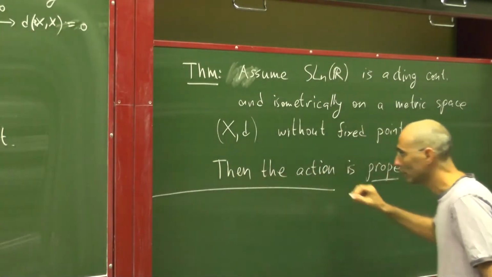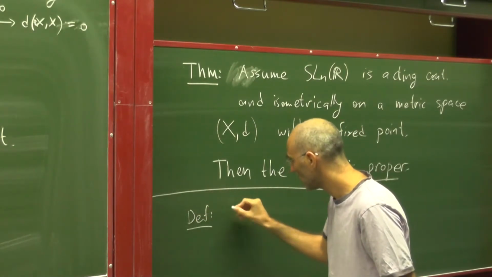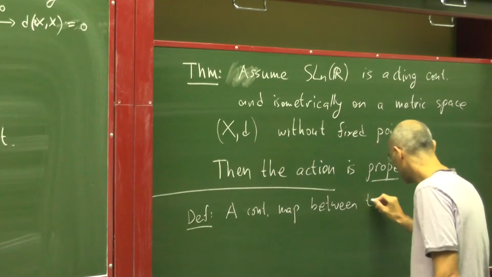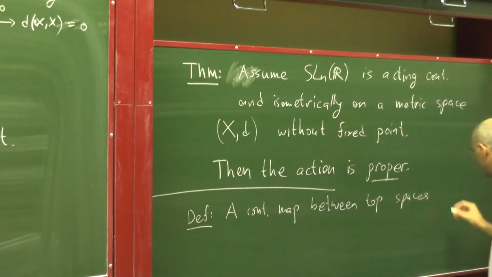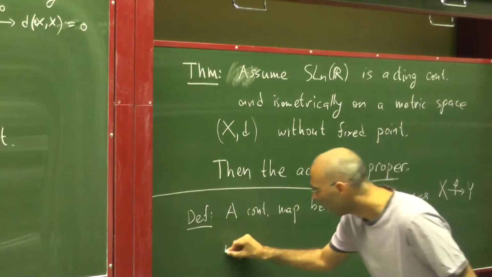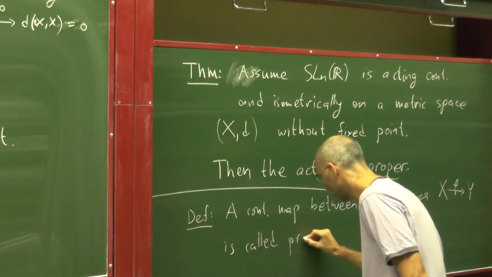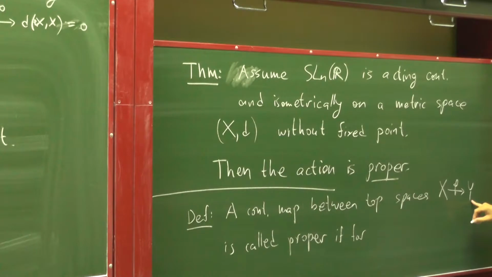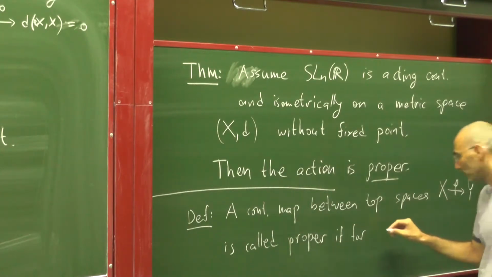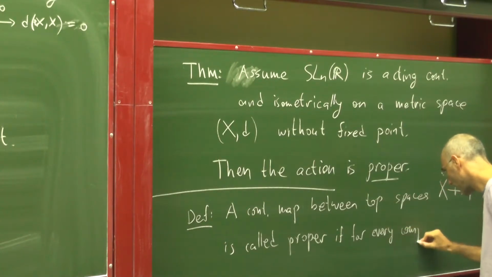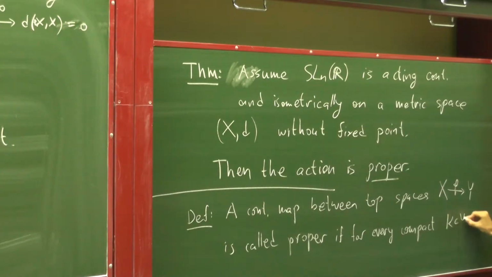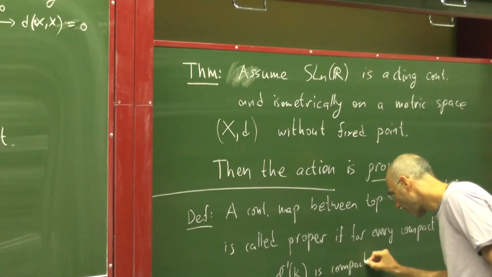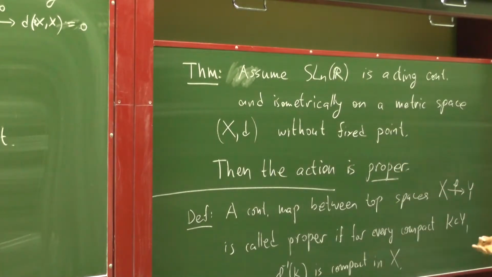Let's start by defining what a proper map is. A continuous map between topological spaces X to Y is called proper if the pre-image of a compact set in Y is compact in X. That is, if for every compact K in Y, the inverse image of K is compact in X.